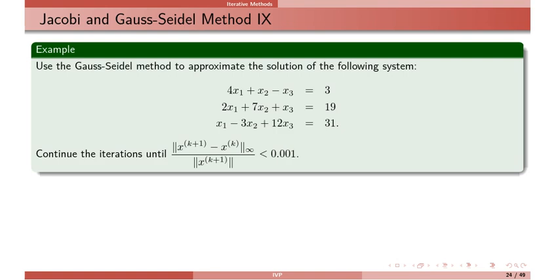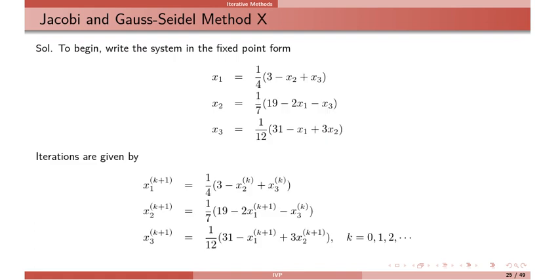So now I move to a few examples. First is to solve by Gauss-Seidel. Follow this 3 by 3 system, and now we also have a stopping criterion. What is the stopping criterion? Relative error less than 0.001. Firstly I am solving the first equation for x1, the second for x2, the third for x3. This is usually called the fixed point form of the system.